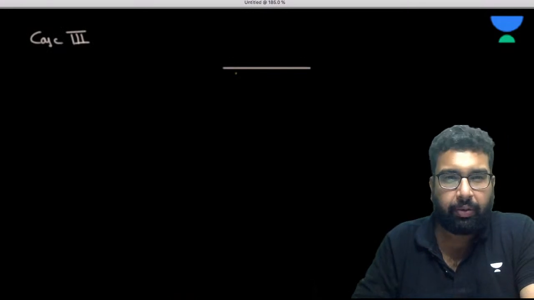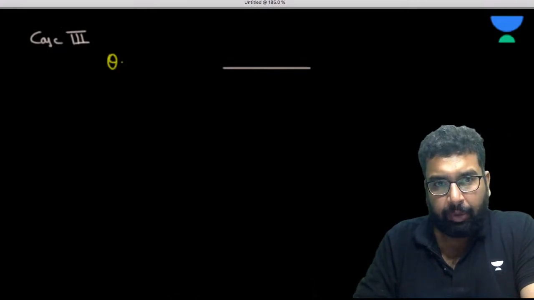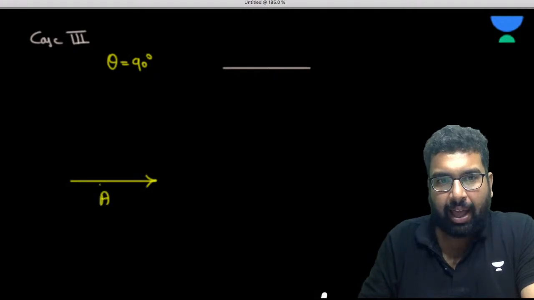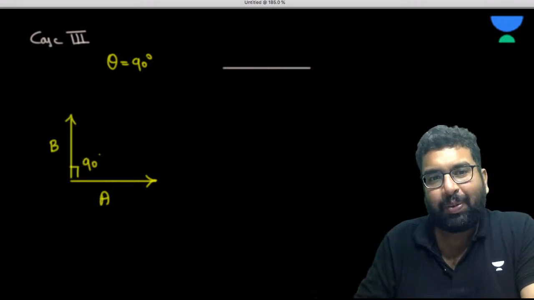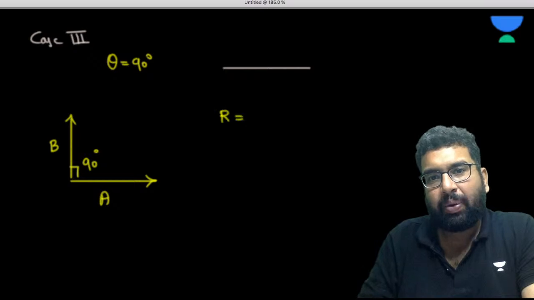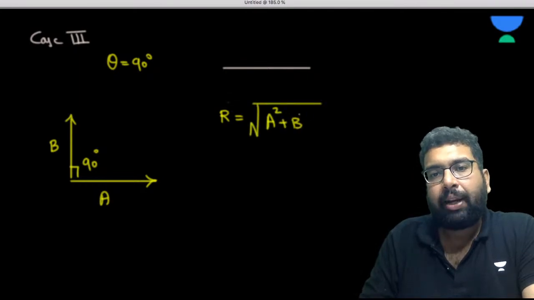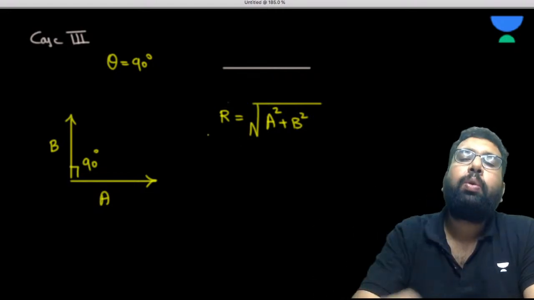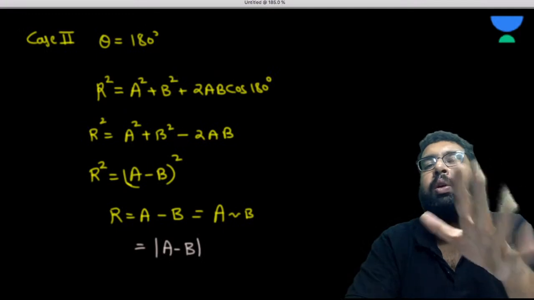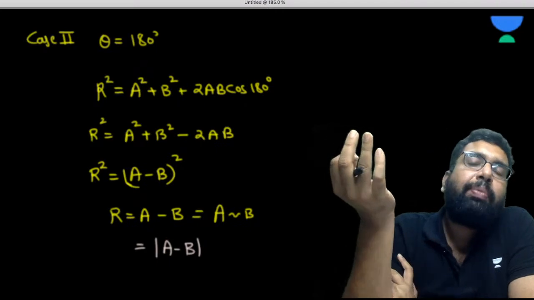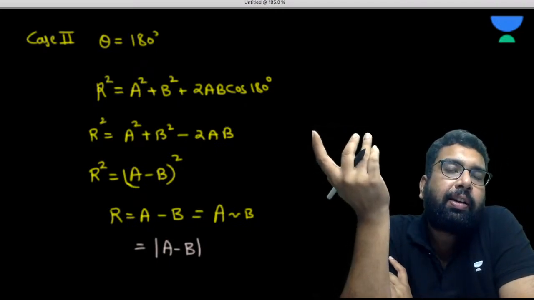Now let's move to case 3. If the angle between two vectors is 90 degrees, we have seen this graphically also. We know the resultant is root over a square plus b square. Now if you want to do it through the analytical way, the analytical and graphical methods are going to give you the same result in any given case.